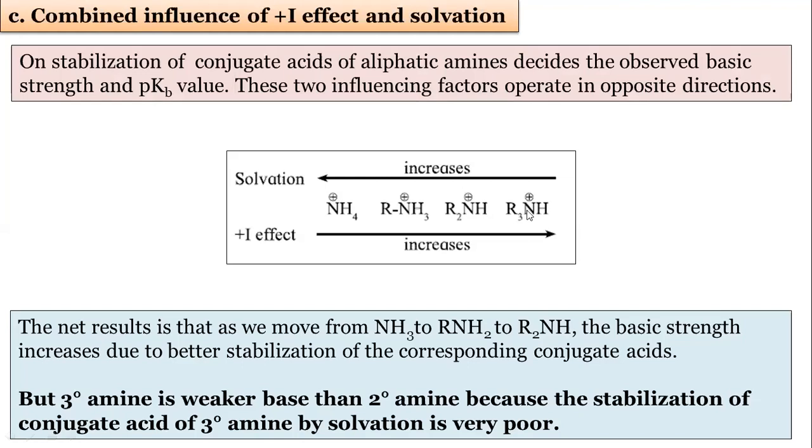The solvation is very poor, and the stabilization of the conjugate acid in case of NH4 is very strong, but the other effect is very less. Which effect? Plus I effect is very less in case of ammonia, but the solvation effect is very strong. But if you consider the secondary amines, both the effects are very strong. Plus I effect is strong and the solvation effect is also strong. That's why the secondary amines are very strong bases.